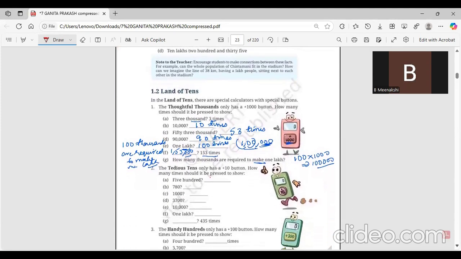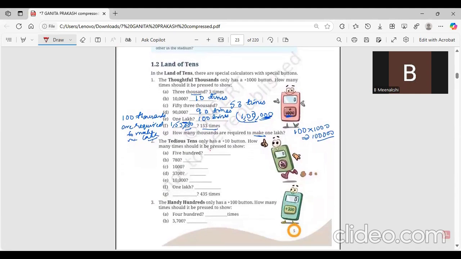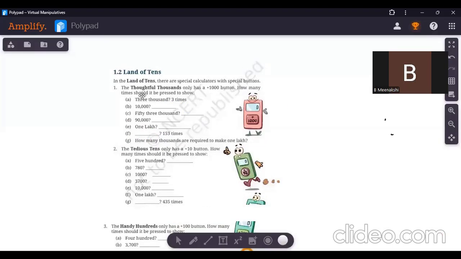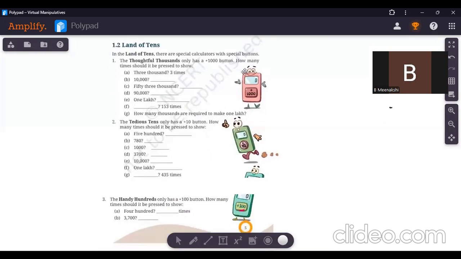In today's class, we will be seeing this land of tens. In this, there are three categories: thoughtful thousands, tedious tens, and handy hundreds. Let us see what these three do. In the land of tens, there are some special types of calculators. In one type of calculator we have only a plus 1000 button, in another we have only a plus 10 button, and in another we have only a plus 100 button.